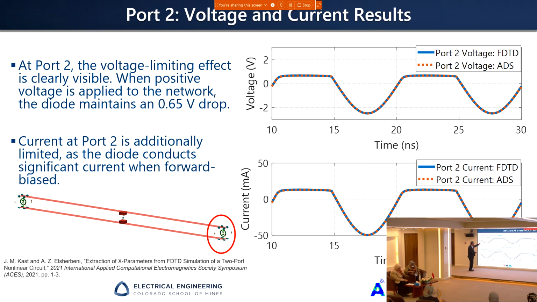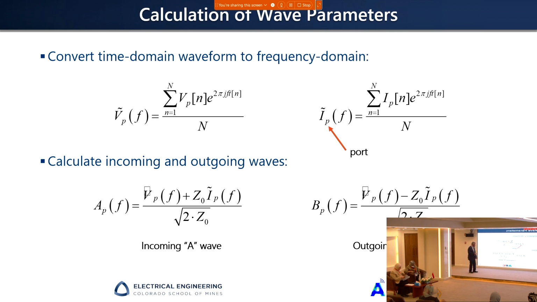If you look at port 2, you also look at it in time domain from finite difference time domain and ADS. This is the voltage and this is the current, and that's basically what you expect from the voltage and current due to the diode with this orientation, clipping the voltage going through it. So we can capture the voltage and current in time domain, as you see here.